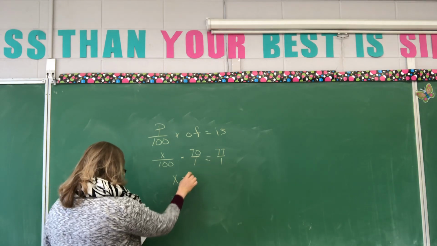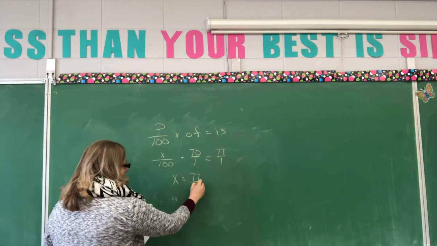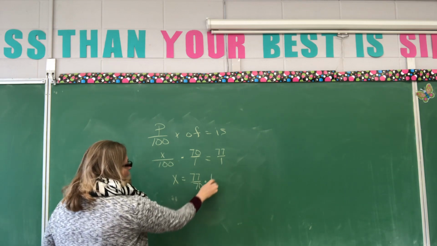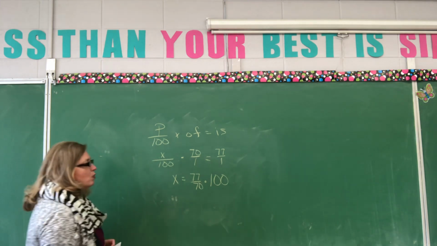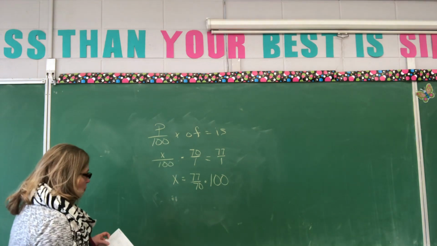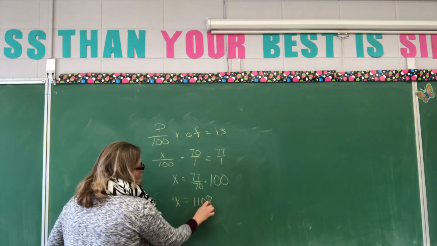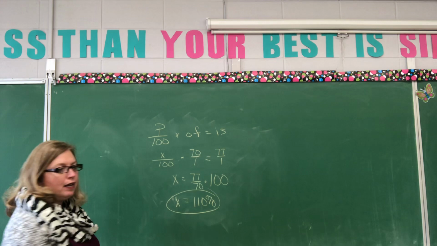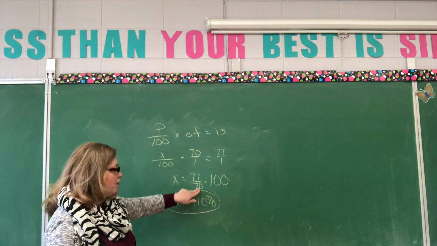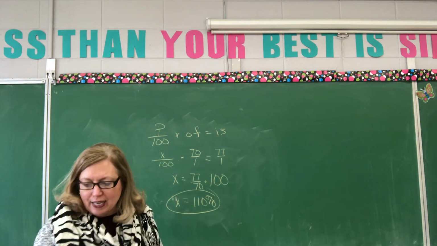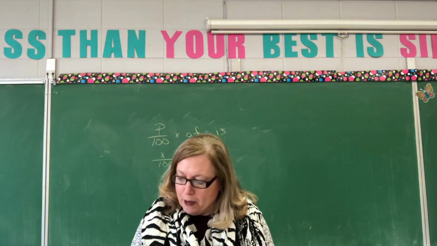So I don't know what this is, so I'm just going to leave x equals 77 over 70, and I'm going to multiply that by 100. You say, why that, Mrs. Turner? Well, because I'm getting rid of this. I'm going to get rid of all of that. So I have x equals 77 over 70 times 100. So x equals 110%, because we're going to multiply the 77 times 100, get 7,700, divide that by 70. We're going to end up with 110%.